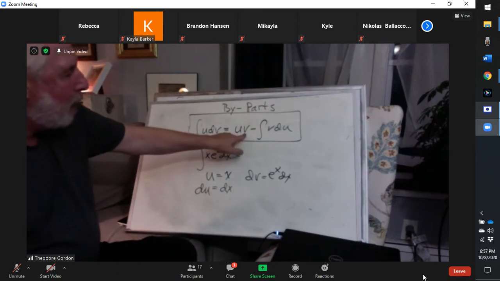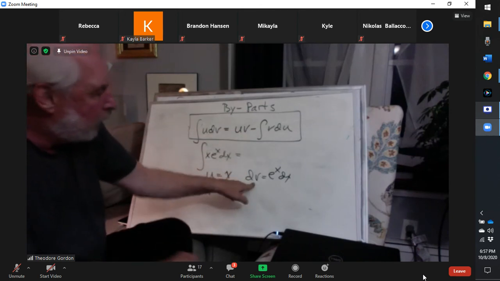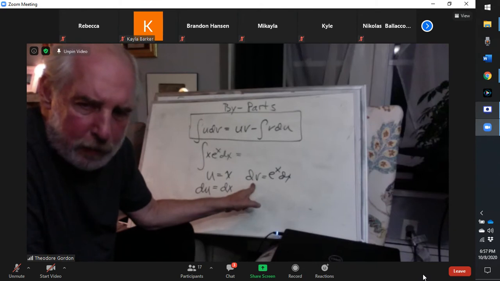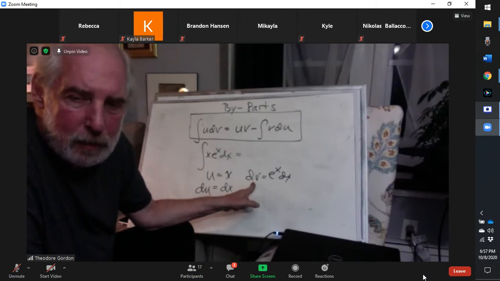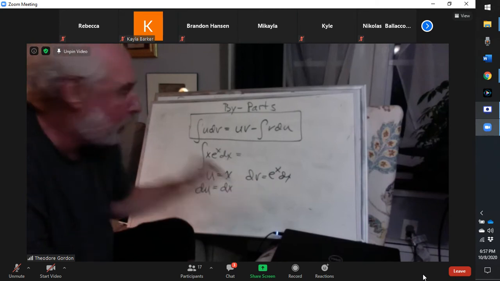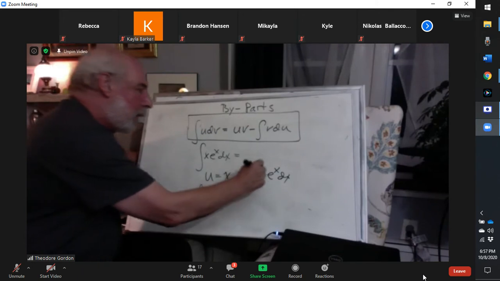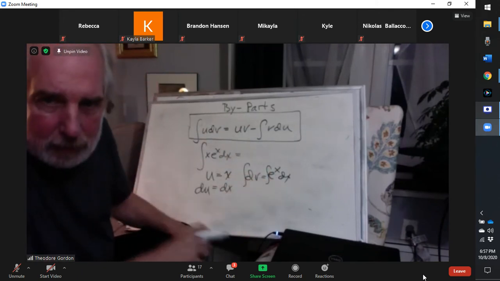We need to have a v for the by parts formula. Well, how am I going to get a v from this dv? What am I going to do to dv in order to get a v? How do I turn that into a v? Integrate it, yep. I'm going to integrate this. But if I integrate this side, I have to integrate this side. That's why we need the dx.